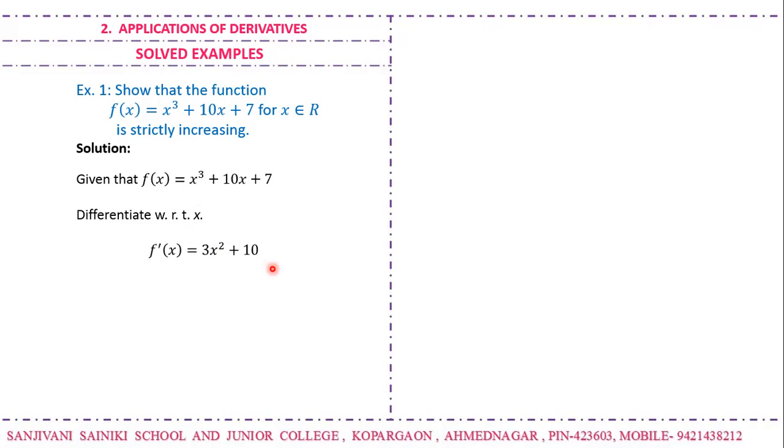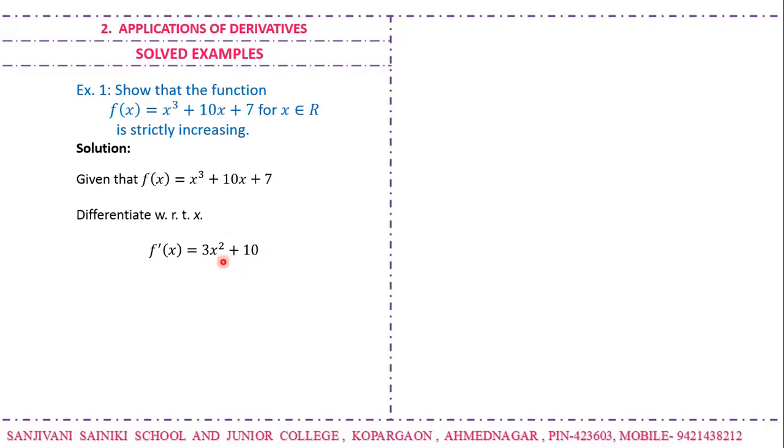What you get is 3x square plus 10. Now we have to think whether this derivative is less than 0 or greater than 0. If this derivative is less than 0, the function is decreasing. And if this derivative is greater than 0 for all x, the function is increasing. If you see, this 10 is a positive quantity, so it is greater than 0.